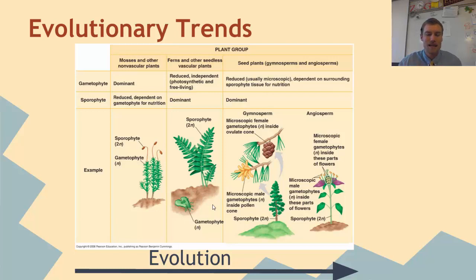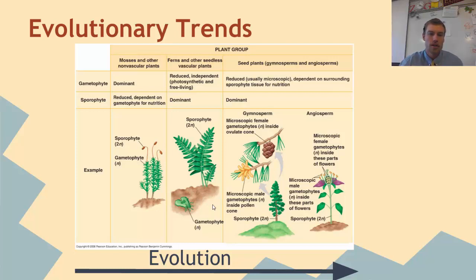Evolutionary trends in plant reproduction. We start off with mosses and other non-vascular plants having a dominant gametophyte, which is the haploid stage, and a reduced sporophyte that is dependent upon the gametophyte for nutrition. As we move forward, the sporophyte becomes dominant in vascular plants, while the gametophyte is gradually becoming reduced.